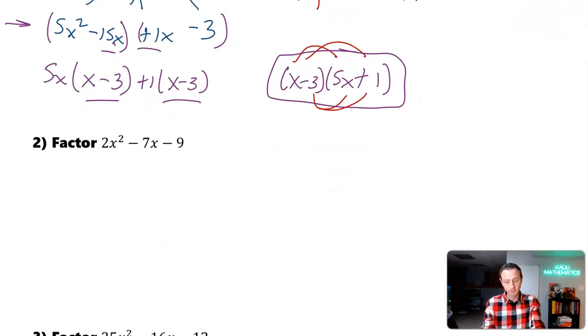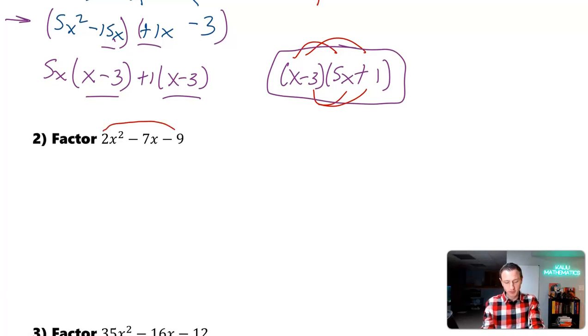Let's take a look at number 2. So number 2, I'm going to multiply 2 and negative 9. So that's negative 18. I want two numbers that multiply to negative 18 while also adding up to negative 7. So that's going to be negative 9 and positive 2. Negative 9 times positive 2 is negative 18. Negative 9 plus 2 is negative 7.